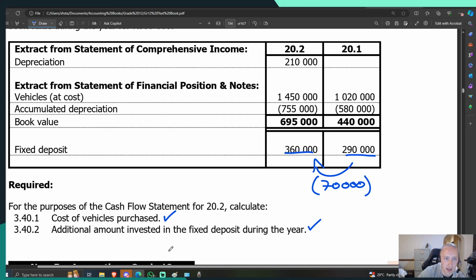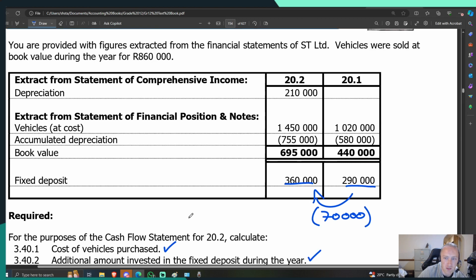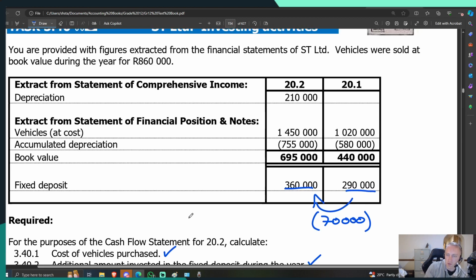Now let's figure out the cost of the vehicles purchased. Well, remember what we said earlier. Balance at book value at beginning, minus depreciation, minus disposals at carrying value, plus purchases of new fixed assets equals book value at end of the year.